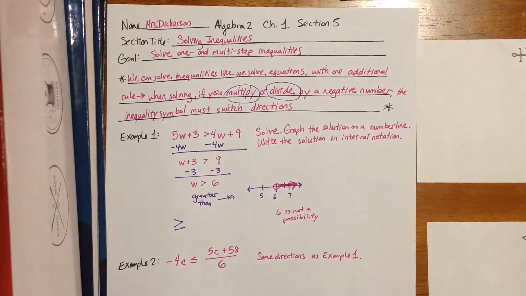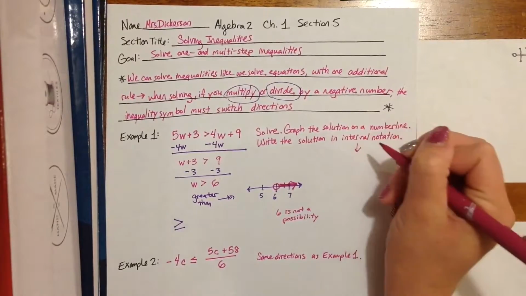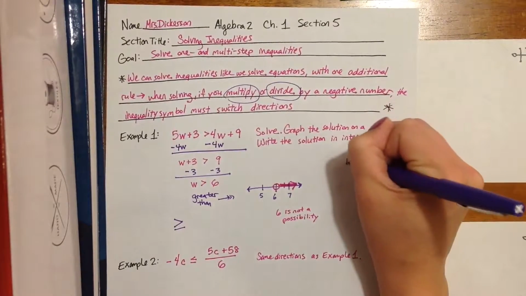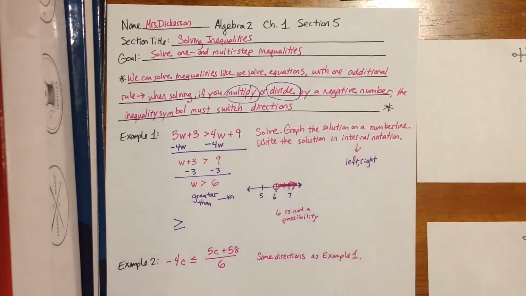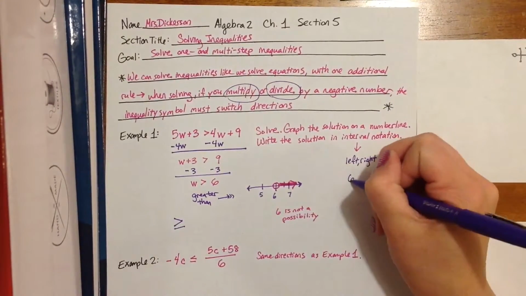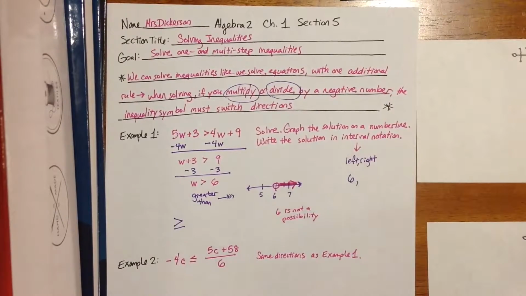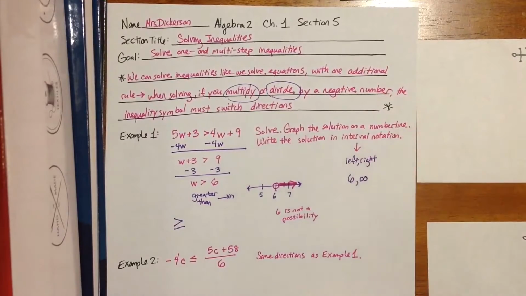Now, how do I write this in interval notation? What we're going to do is, it looks kind of like an ordered pair, and we're going to go from the left to the right, and say the leftmost endpoint, and then the rightmost endpoint. So my leftmost endpoint is 6. My rightmost endpoint is all the way at positive infinity. I can go all the way up to positive infinity.